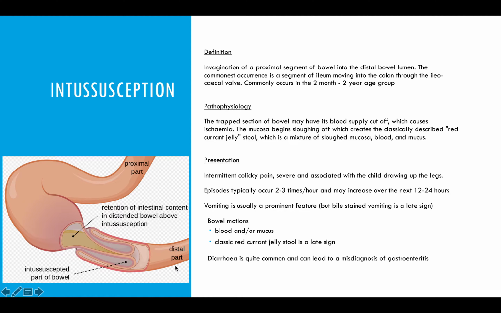There are a couple of different ways of managing that. Sometimes they do an air enema, so they basically put air up their rectum, and that can get the internal lumen back out where it's supposed to be. Sometimes they do need to go to theatre.